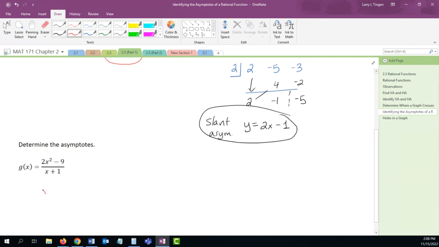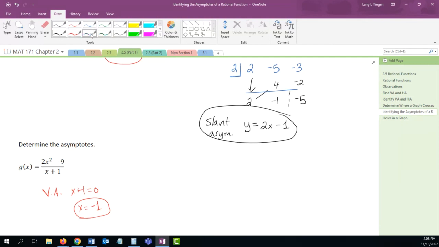So vertical asymptote, take the denominator, set it equal to 0, and solve. If you want to check to make sure that the numerator and denominator don't have the same factor, plug in negative 1. So I found that negative 1 makes the denominator go to 0. Negative 1 is not going to make that numerator go to 0. So you don't have to worry about 2x squared minus 9 breaking into an x plus 1. So I got a vertical asymptote.